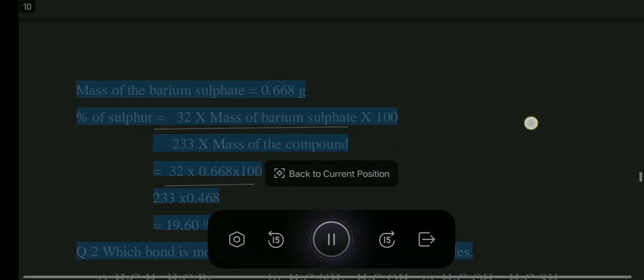Mass of the barium sulfate equals 0.668 grams. Percent of sulfur equals 32 x mass of barium sulfate x 100 / 233 x mass of the compound, equals 32 x 0.668 x 100 / 233 x 0.468, equals 19.60%. Q2. Which bond is more polar in the following pairs of molecules?